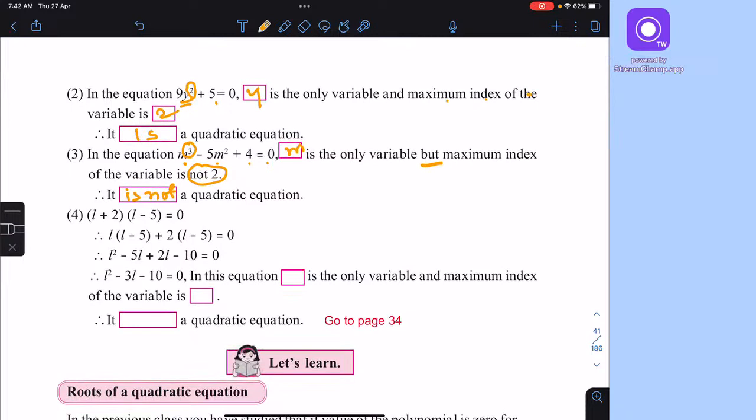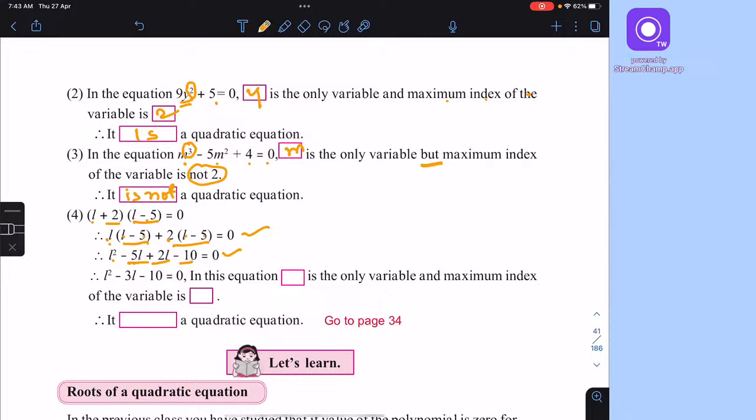Now if you consider (L plus 2), first bracket L plus 2, second bracket L minus 5. So here this L is to multiply this L minus 5. So L into bracket L minus 5. And then this 2 is also multiplying L minus 5 is equal to 0. Now L multiplied by L is L square. L multiplied by minus 5 is minus 5L. 2 multiplied by L gets you 2L. And plus 2 and minus 5 multiply to give you minus 10 is equal to 0.